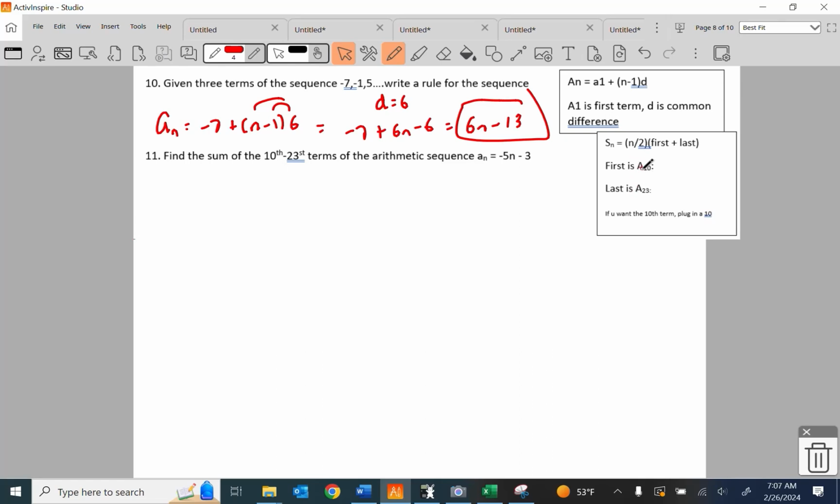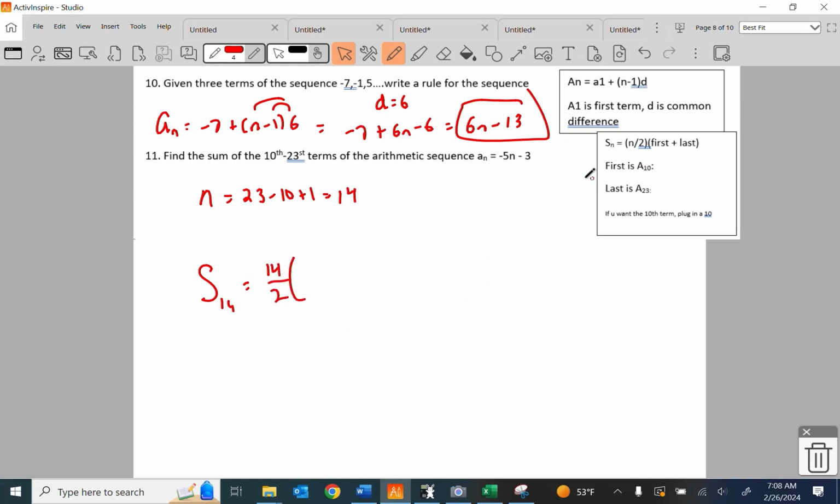And the hint here is the first is the 10th term, the last is the 23rd. And I also need to know n. N is going to be 23 minus 10, add 1 back, which should be 14. So I'm going to find the sum of 14 things. Everywhere I see an n, I have 14.